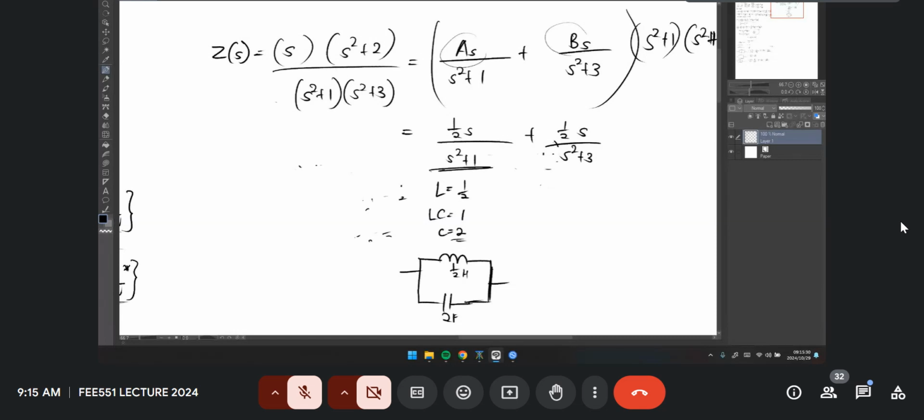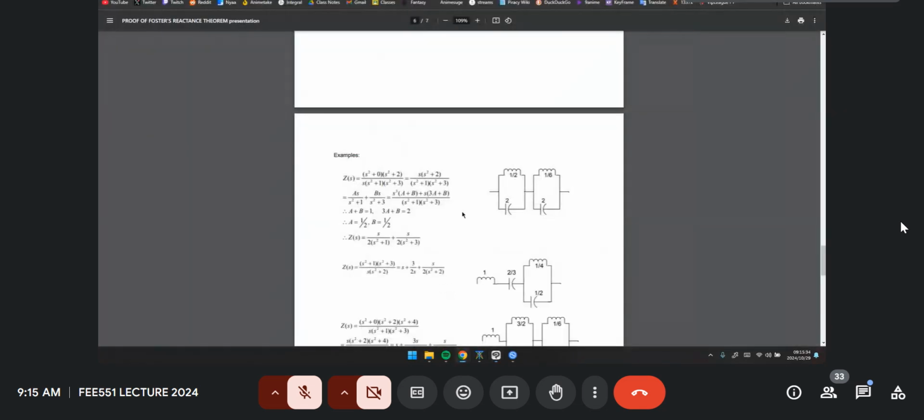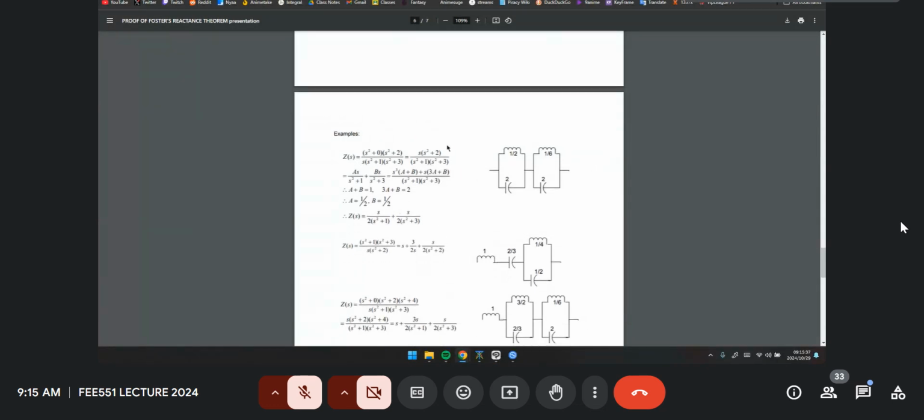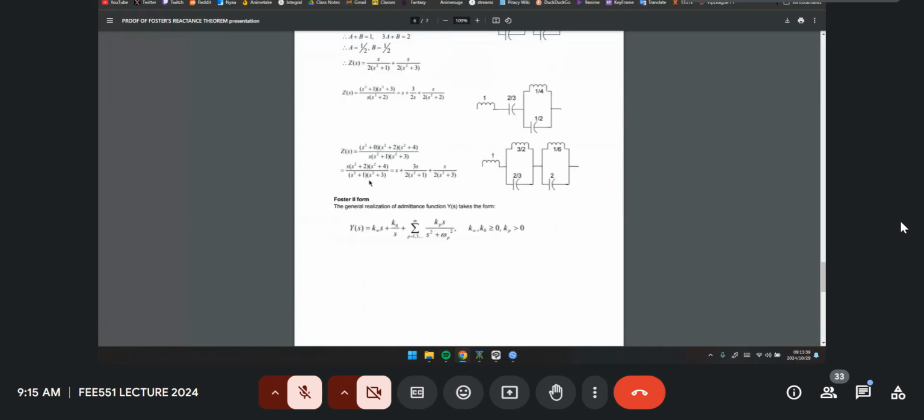The same can be done for this side, and then that's how you get these equations. But I didn't copy the equations correctly, but that's how you do the synthesis.